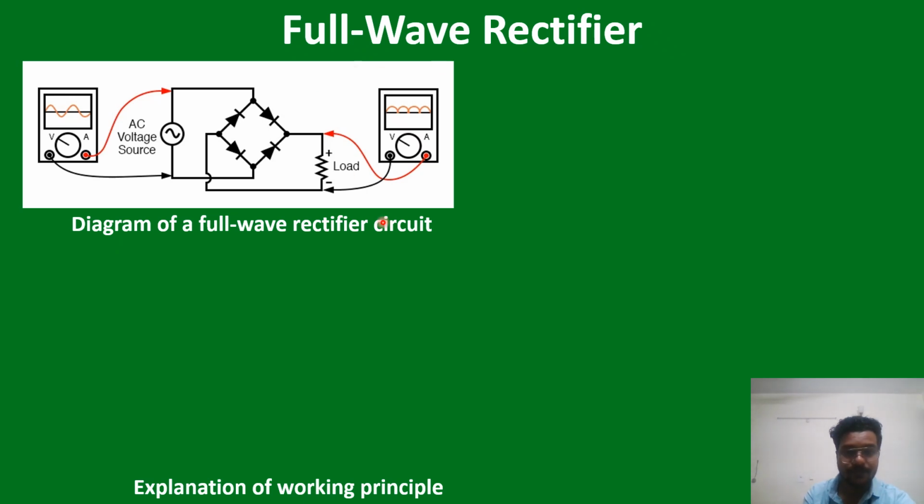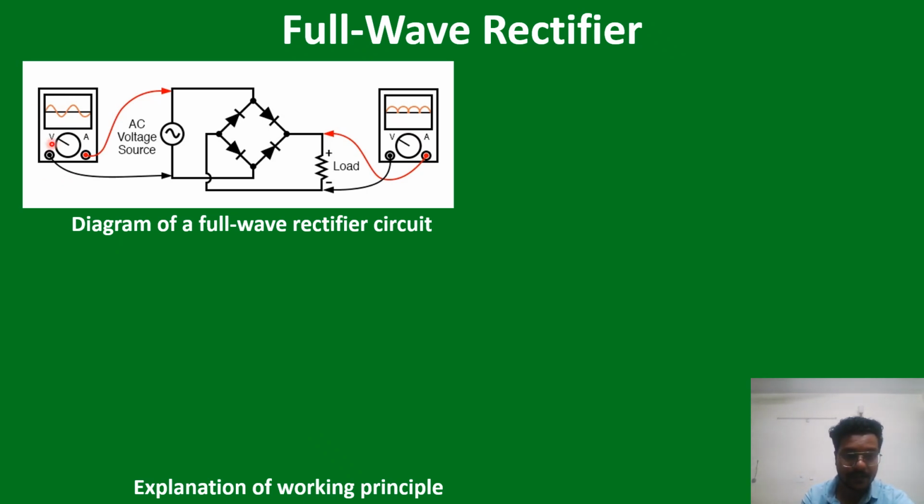Now coming to the full wave rectifier circuit. Here we are using an AC voltage source and a four diode structure. Basically it is forming a bridge type structure, and in between we are connecting the load. In this fashion the load is connected, and the AC source is connected between these two nodes of this bridge configuration of diodes. So this circuit acts as a full wave rectifier circuit.